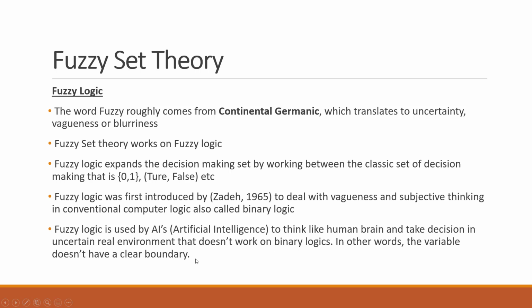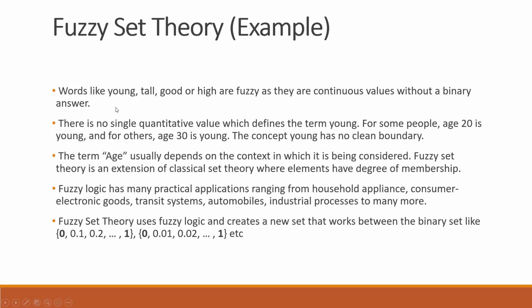So in binary logic, things are very simple. That means yes or no, 0 or 1. He is a good man, yes or no. But what will be the definition if we further extend this? So in this slide, I'm going to further explain the concept of fuzzy set theory. You can see that words like young, tall, good, or high are fuzzy. Why are they fuzzy? Because if you ask someone what the definition of young is, or what height will be considered tall, and what is the definition of good or high? All these terms are a little bit fuzzy, as they are continuous values without a binary answer.